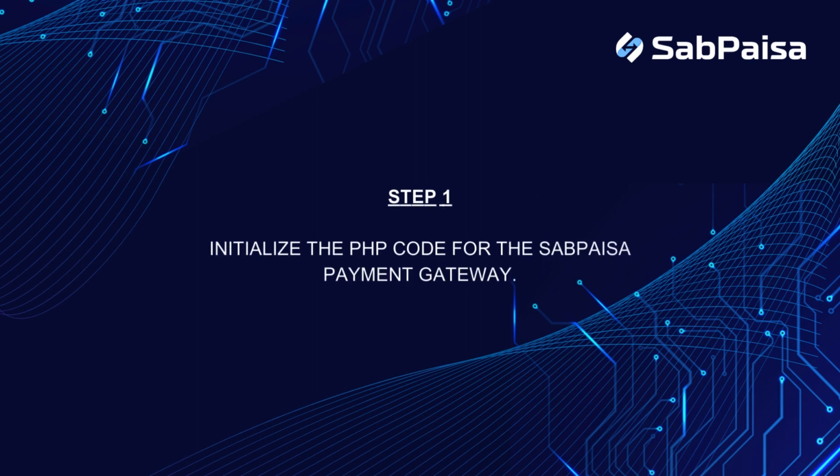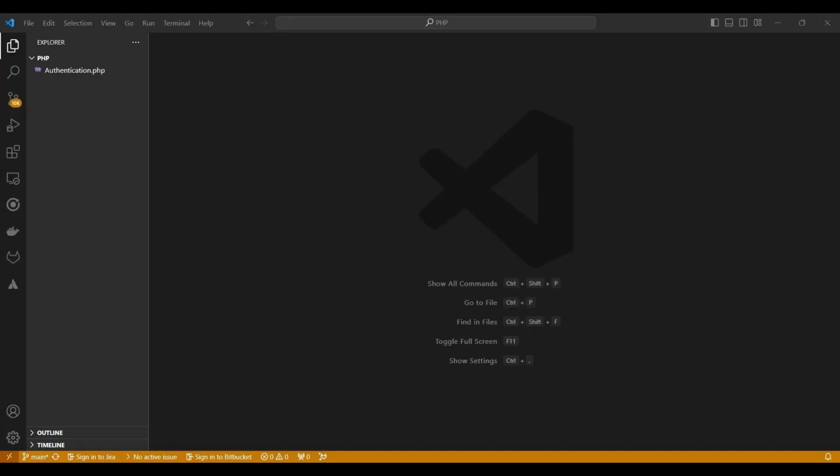Step 1. Initialize the PHP code for the SabPaisa Payment Gateway. Let's set up our project environment step by step. We'll start by creating a new folder for our SabPaisa Payment Gateway integration and then open it in Visual Studio Code. Create the SabPaisaRequest.php file and open it. Here, you can start writing your PHP code for initiating the payment request.